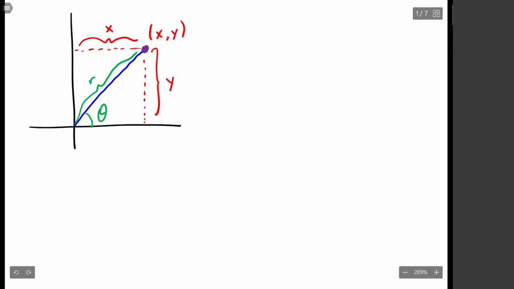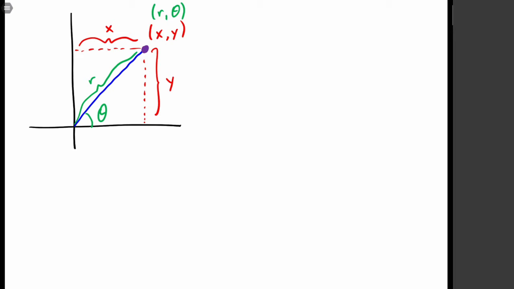In Cartesian coordinates, we would say this has coordinates x, y, where it's x distance away from the y-axis and y distance away from the x-axis. In polar coordinates, we'd say this has coordinates r, theta. So how do we relate these?